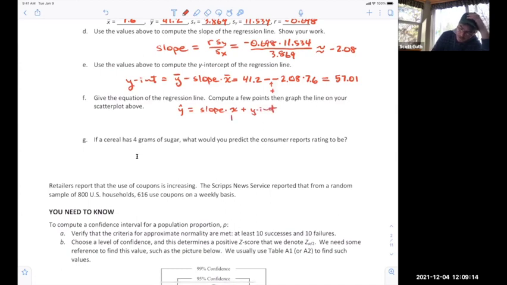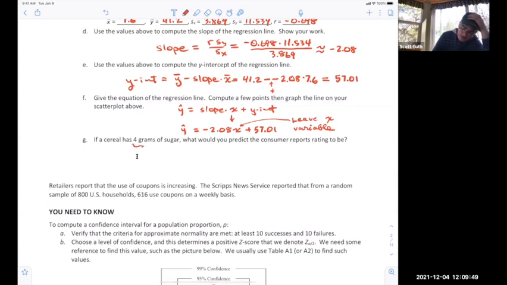Okay, the equation of the regression line is y hat equals the slope times x plus the y-intercept. So you need to leave x a variable when you write this. Y hat equals the slope, which is negative 2.08, times x plus the y-intercept, which was 57.01. Okay, let's just go ahead and make that note again. Leave x a variable.